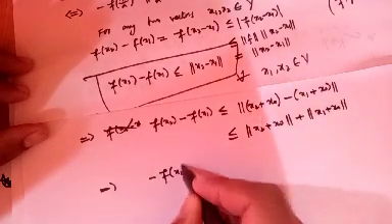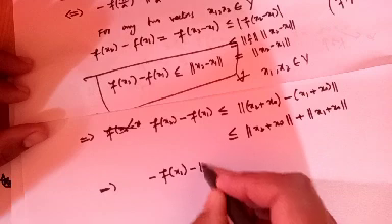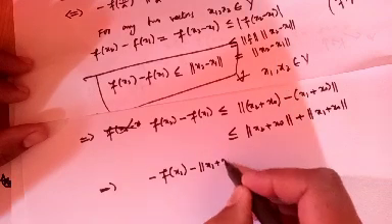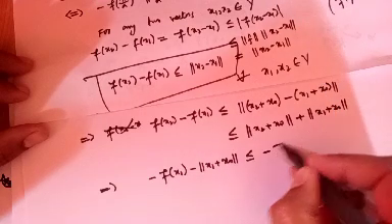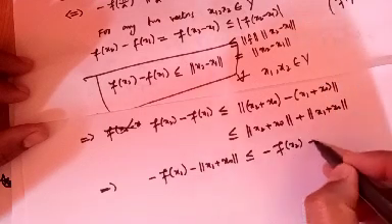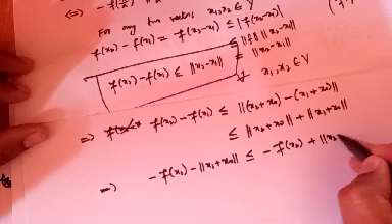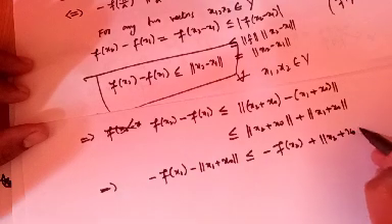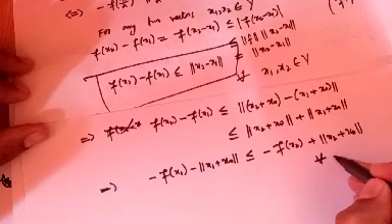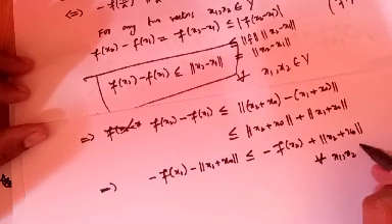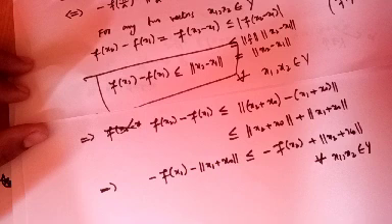Which would imply, doing a bit of transposing a number here and there, minus f of x1 minus norm of x1 plus x0. I have brought this here and that there, so f of x2 is less than or equal to minus f of x1 plus norm of x2 plus x0. And of course, as I have shown above, this is true for all x1, x2 belonging to y, and y is a subspace.